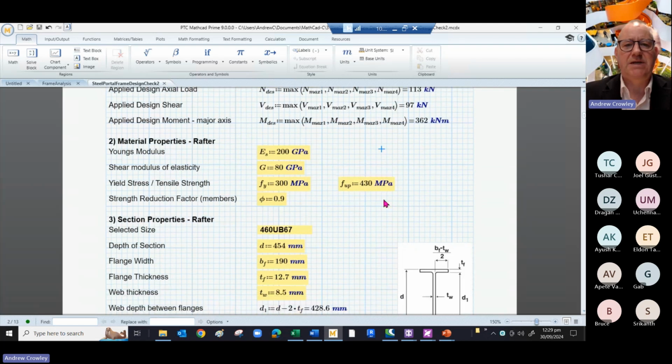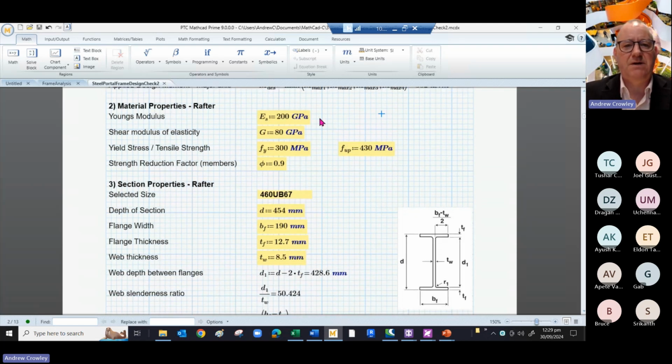So we put in some basic information for the rafter. We have a Young's modulus E as 200, shear modulus G is 80, and then our strengths, yield and ultimate, is 304.30. Our strength reduction factor for our members is 0.9, and that's taken from the table.